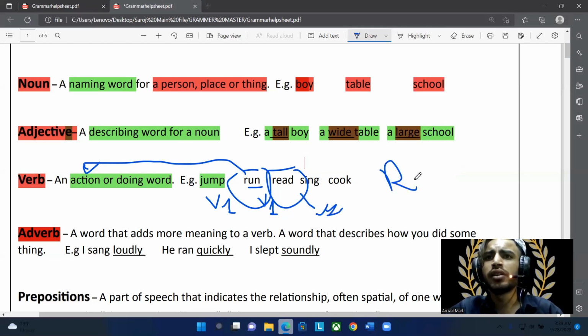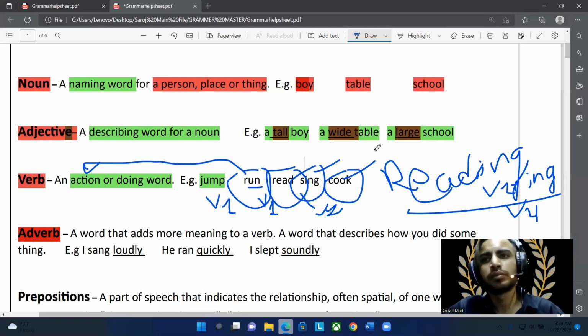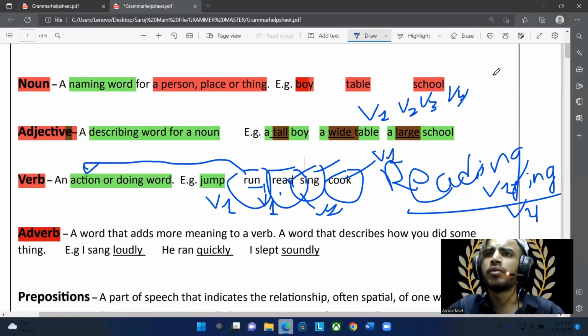If I say reading, what is reading then, guys? It's verb one plus ing. That is known as verb four. Very good, guys. To sing, to do something. Cook is also verb one. You guys need to know about verb one, verb two, verb three, verb four, and verb five as well. Just try to understand what these are, and it will be a lot easier, guys.